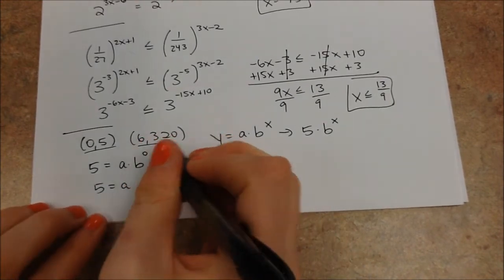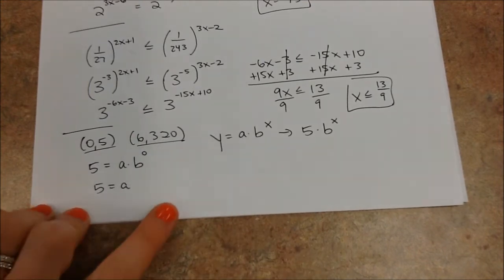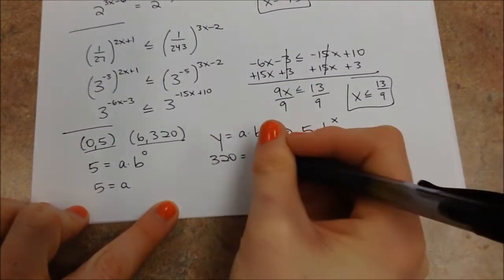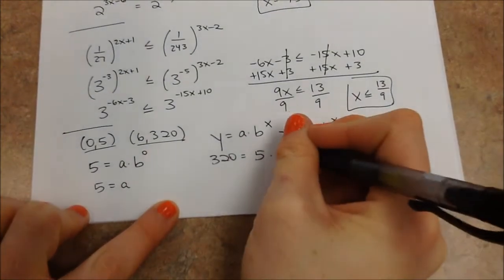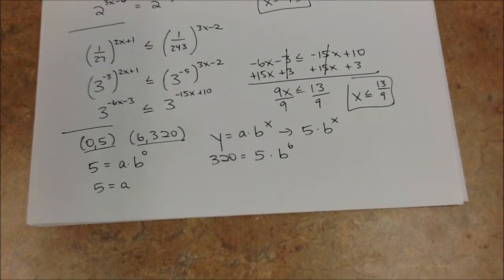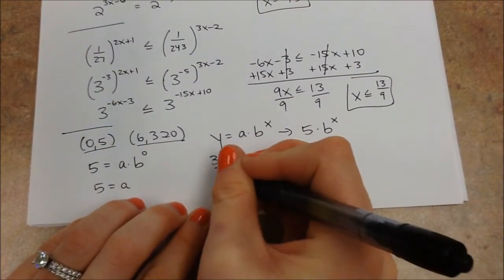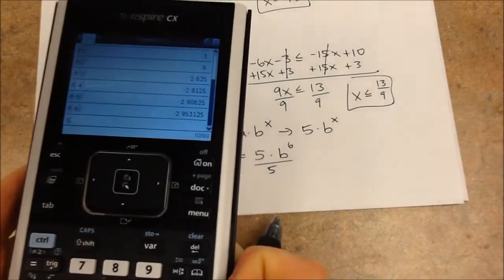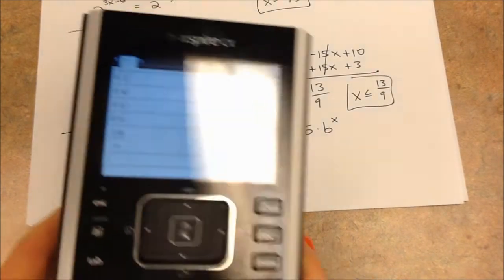So now I'm going to use the second ordered pair. I'm going to plug in 6 for x. I'm going to plug in 320 for y. So I've got 320 equals, but now I know what a is. I still don't know what b is, and I'm plugging in a 6 for x. All right, so now I'm doing whatever algebra I need to do to get b by itself so I can solve for it. So I do 320 divided by 5. That gives me 64.